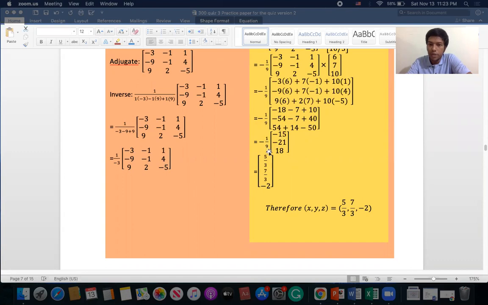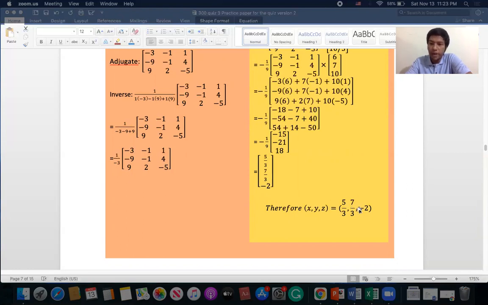Then minus 1 by 9 into minus 21. If we cancel out this minus and this minus, this is 21 divided by 9. We can cancel by 3, so it becomes 7 by 3, because 7 3s are 21 and 3 3s are 9. This is 18, so 18 divided by 9 means 2. This minus will remain here, and this is the solution.